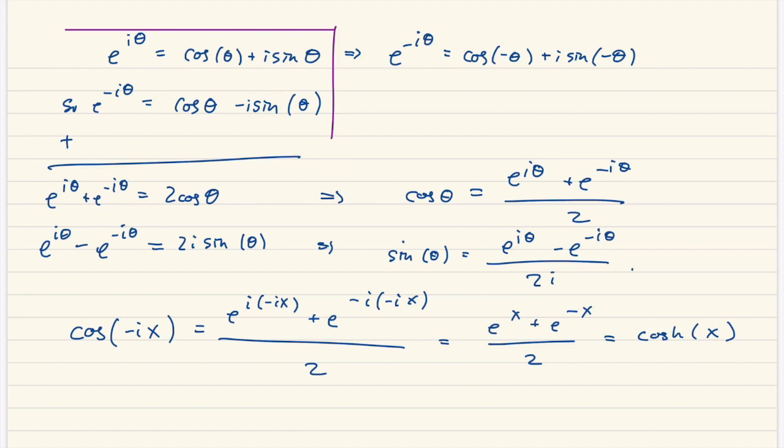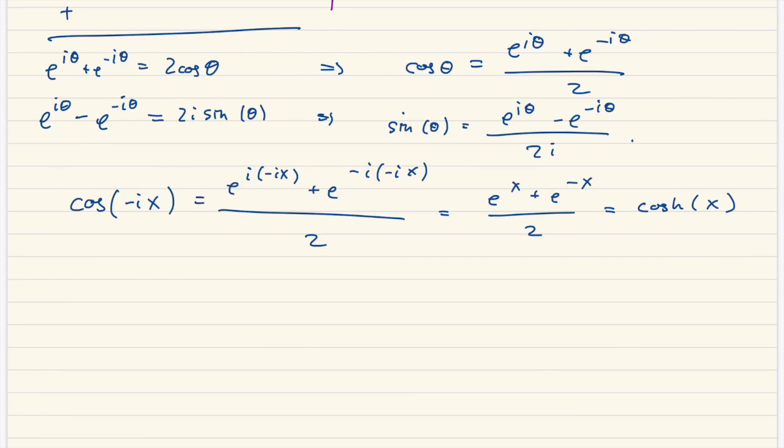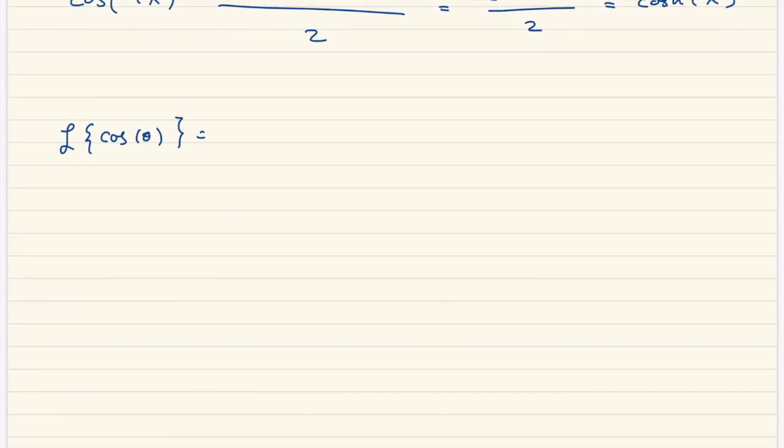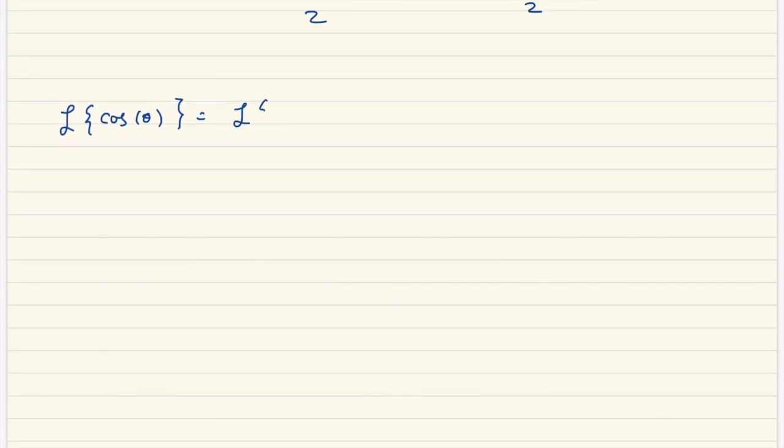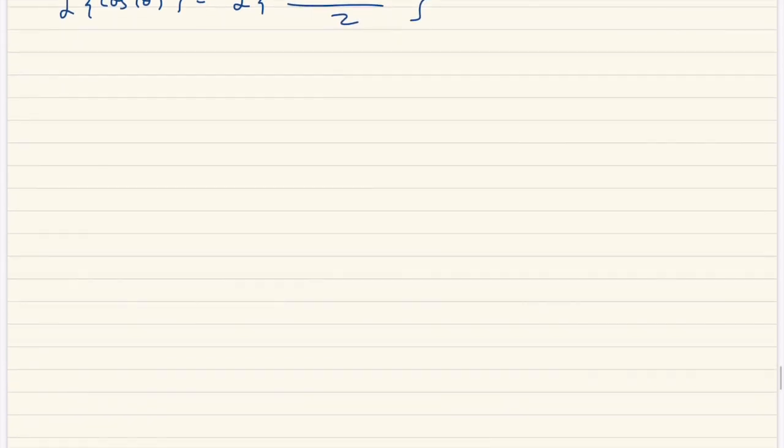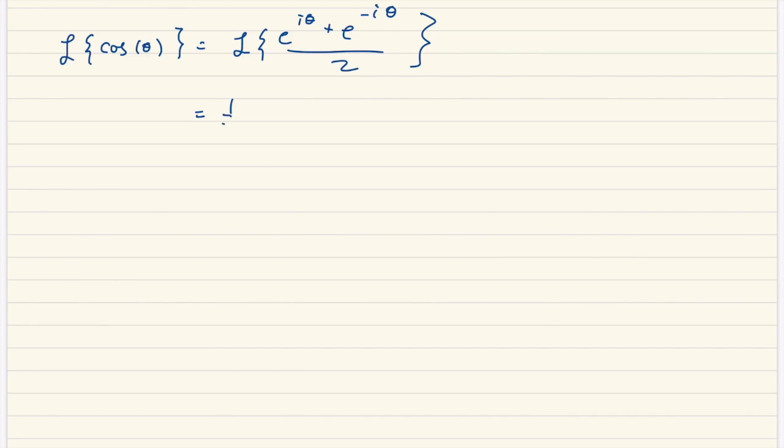Okay, so next what we can do is use what we know about exponentials to get the Laplace transform of cosine of theta. So the Laplace transform of cosine of theta is going to be the Laplace transform of e to the I theta plus e to the minus I theta over 2. And this is going to be 1/2 times the Laplace transform of e to the I theta plus 1/2 the Laplace transform of e to the minus I theta. And you can factor out the 1/2 if you'd like.